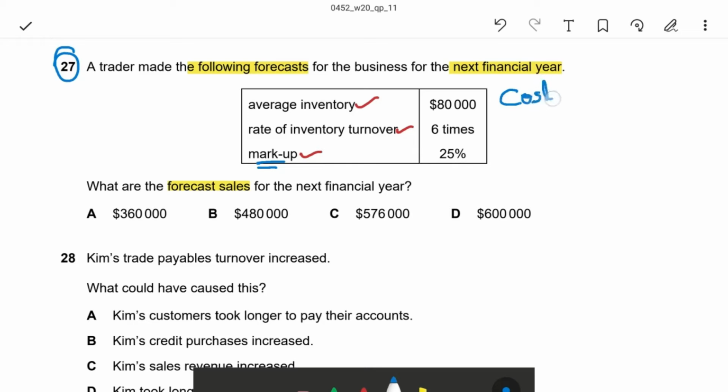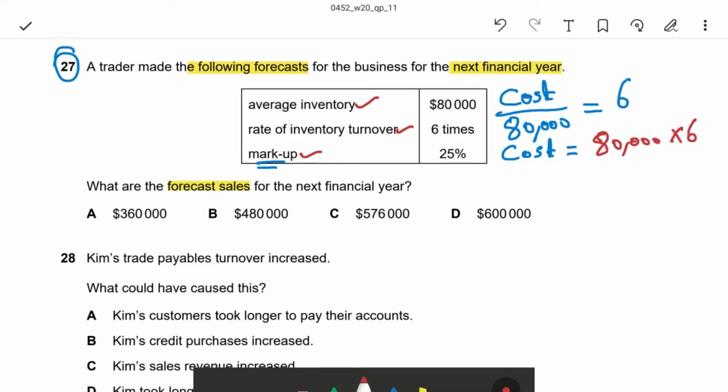Cost of sales divided by average inventory, 80,000, is equal to 6. This is the rate of inventory turnover ratio. So what is the cost? Cost is equal to 80,000 multiplied by 6, which is 480,000. That is the cost.